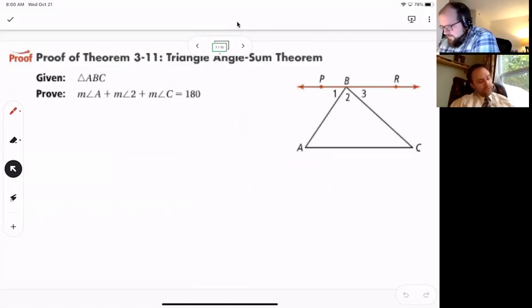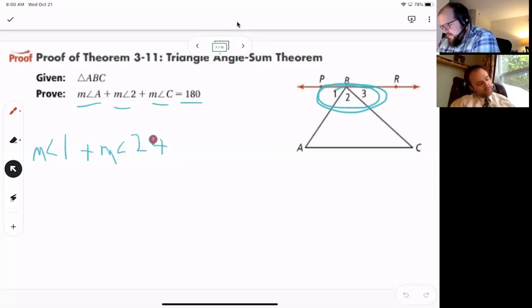So what we're trying to get to, again, we're not going proof heavy here, is we would like to show that A, 2, and C make 180. Well, pretty quickly, we can see that 1, 2, and 3 make 180. 1, I should put measure in front of that, huh? Measure of 1, measure of 2, and measure of 3 is 180.